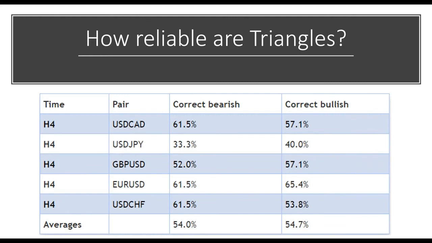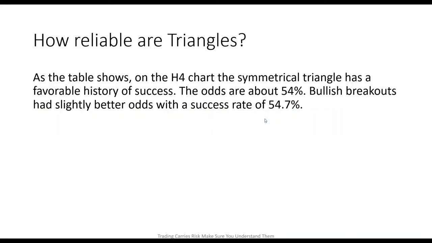Well, look at the results. The average correct bearish was 54% and correct bullish was 54%. This was simply using whether it's an ascending triangle coming from an uptrend or a descending triangle coming from a downtrend. Well, I'm not going to trade anything. It's only giving me a 54% edge in the right direction. And as the table shows, on the H4 charts, the symmetrical triangle has a favorable history of success. The odds are about 54%.